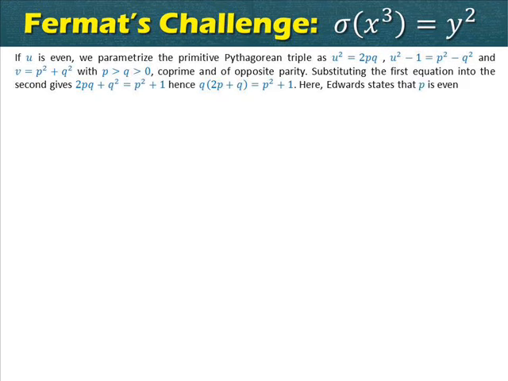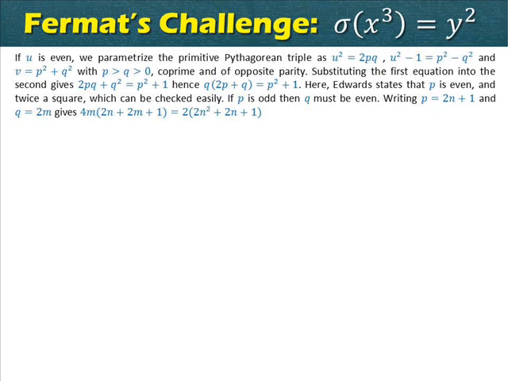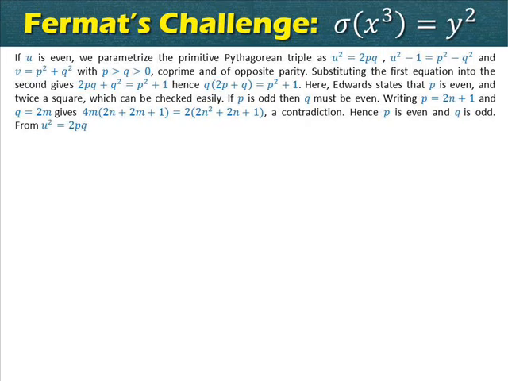Here, Edwards states that p is even and twice a square, which can be checked easily. If p is odd, then q must be even, writing p as 2n plus 1 and q as 2m, and substituting in the previous equation gives 4 times an integer equals 2 times an odd integer, a contradiction. Hence, p is even and q is odd. From u squared equals 2pq, 2q cannot be a square. Hence, p equals 2 times t squared, just like Edwards stated, and q equals s squared.